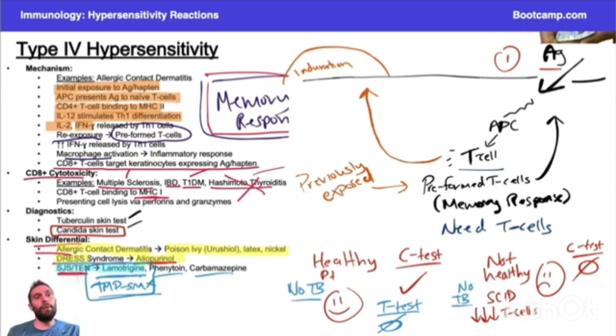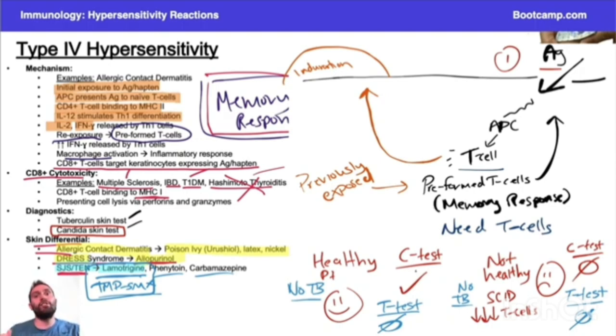So this patient's not healthy, but they don't have TB right now. Let's say this patient has SCID, for example, but also does not have TB. Let's say I do the tuberculin skin test in this patient. Would I expect this patient to have an induration? The answer is no, for the same reasons as the Candida skin test. It doesn't matter what T cell tests I do. In any case, this patient will not have an induration, not because they don't have TB, but because they don't have T cells.